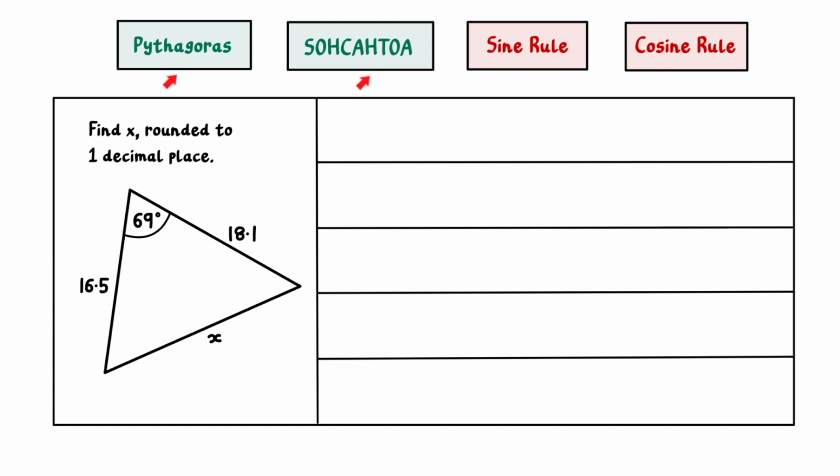Pythagoras and SOHCAHTOA require a right angle, whereas the sine rule and cosine rule do not. Since our triangle does not have a right angle, we'll want to use either the sine rule or cosine rule. Now, we should look at how many sides and angles are labelled in the diagram, including the unknown x. The sine rule requires 2 sides and 2 angles, whereas the cosine rule needs 3 sides and 1 angle.